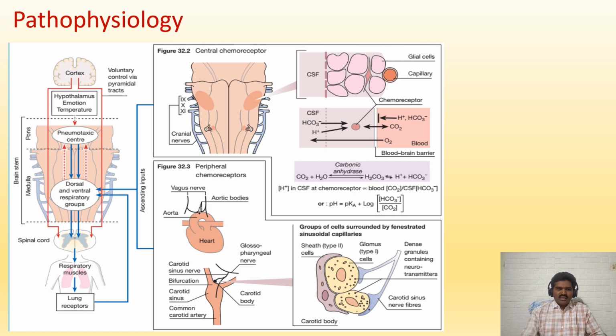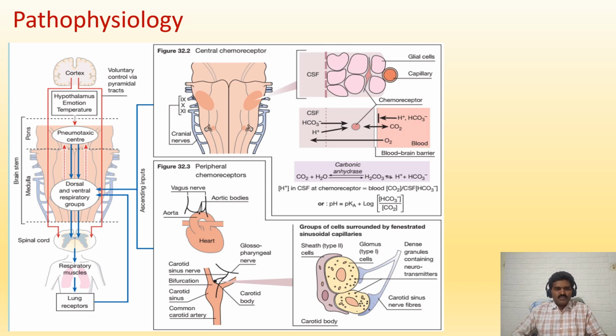These signals through the ascending pathways reach the dorsal and the ventral respiratory groups. From the dorsal and ventral respiratory groups, the sensation is carried to the pneumotaxic center in the pons, and from the pneumotaxic center, through the hypothalamus, which controls emotion and temperature, it reaches the cortex. The cortex is the higher control, the voluntary control, where the pyramidal tracts come in. And then the cortex sends signals back through the pneumotaxic center to the dorsal and ventral respiratory groups.